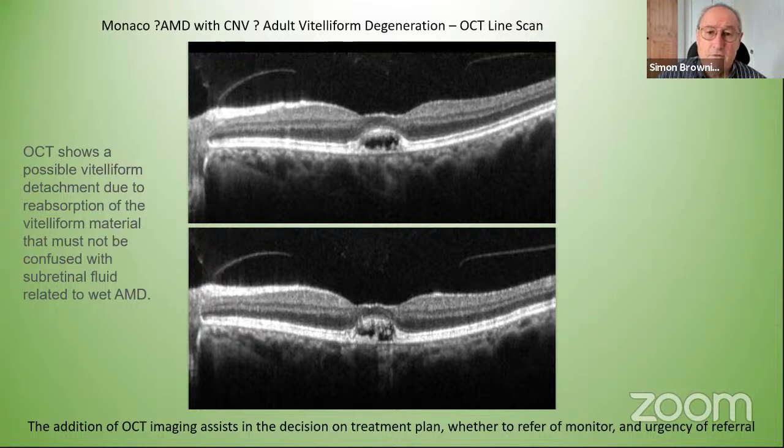If we decide not to refer, we've got the images there, we've got the decision-making process behind that recorded on the image and on the patient's records. So again, we know more information for the patient, and we've got more information for us to show that we've done the right thing.